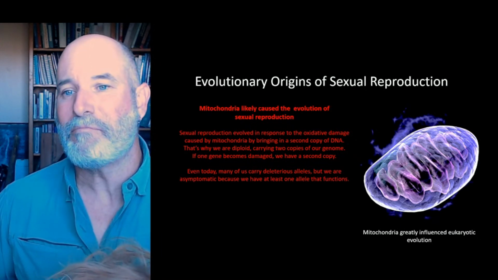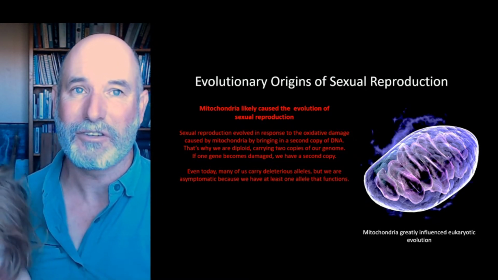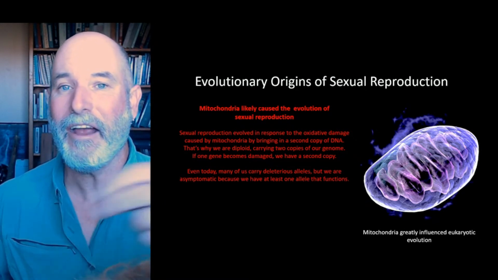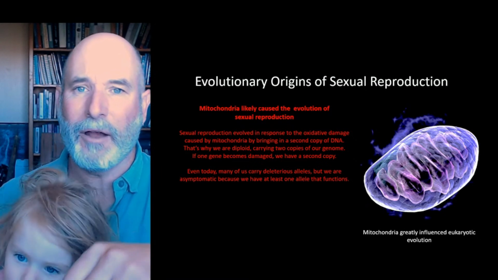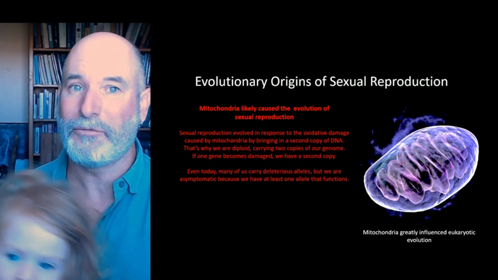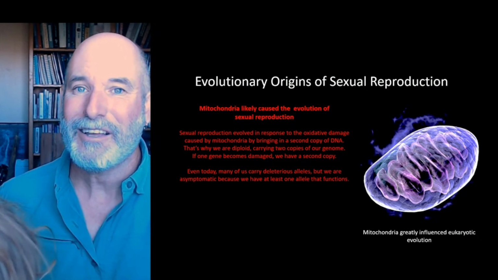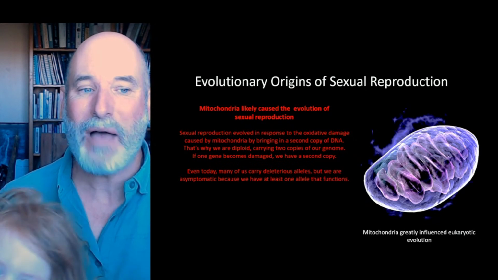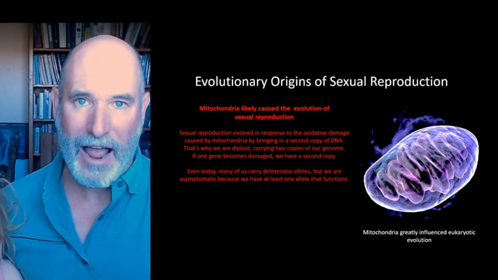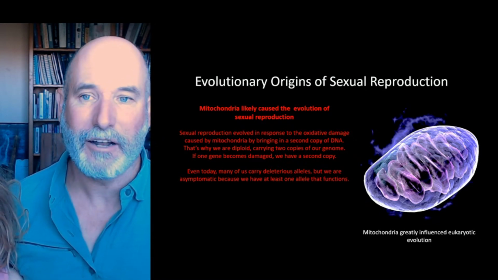Not only do you have a backup gene, you've also got a functional copy which can be a template to repair the other gene, right? And if you remember, we defined sexual reproduction as a merger of 2 genomes to form a new organism. So having 2 genomes is a backup in case DNA gets damaged by having lots of mitochondria.